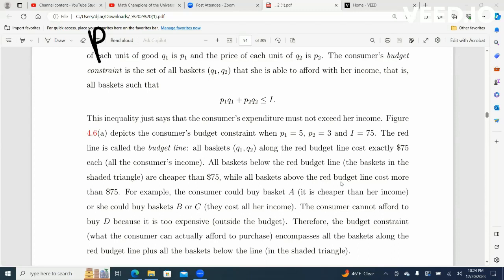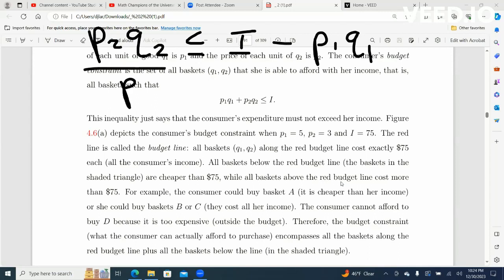We have P2 Q2 less than or equal to I minus P1 Q1. Divide everything by what? P2. It is a price, so there's no flipping of the sign. Nothing in this is ever negative. Divide both sides by P2.